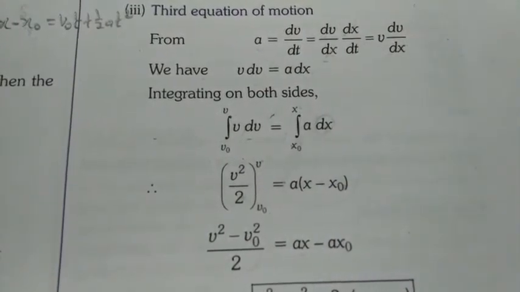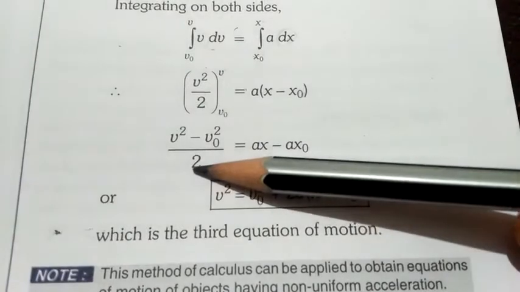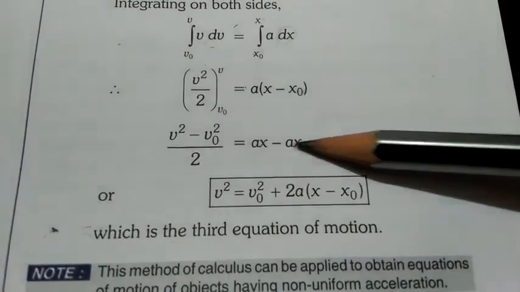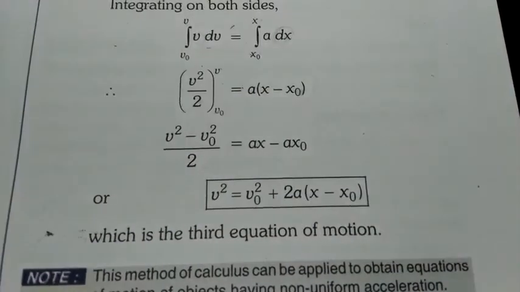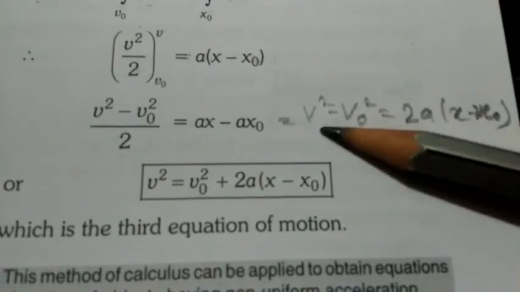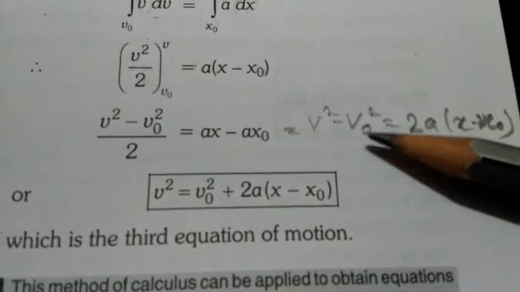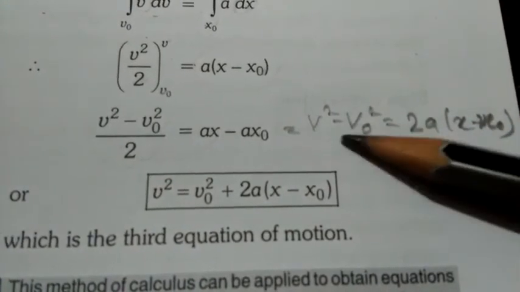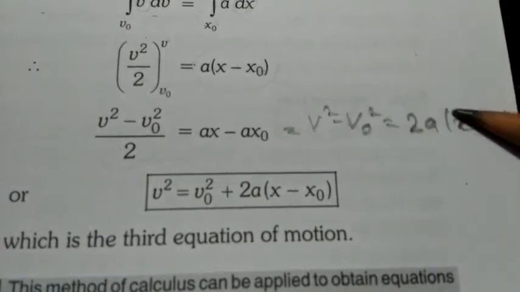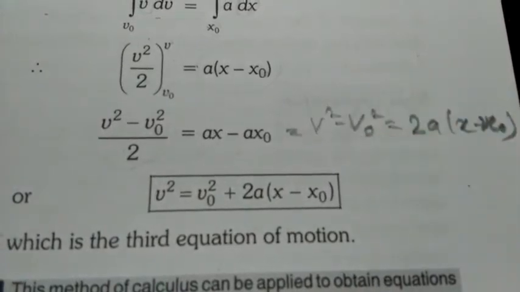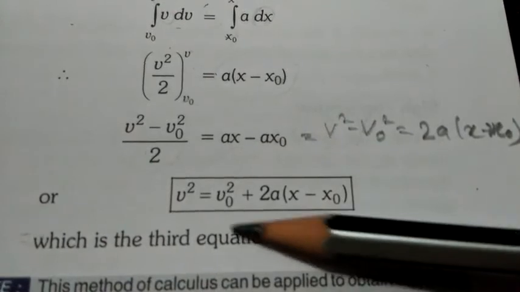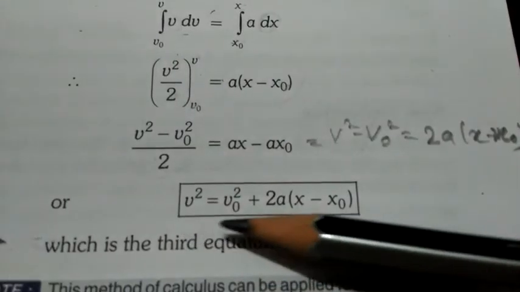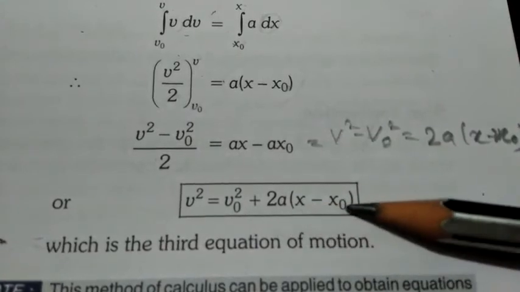Then 2 is there in the denominator, we transport it this side, so it will be multiplied with this. So we will have the equation like this: v square minus v naught square equals 2a into x minus x naught. Then we transport this also to this side, so minus v naught square will come to the right hand side and become plus. So finally we have this formula: v square equals v naught square plus 2a into x minus x naught.